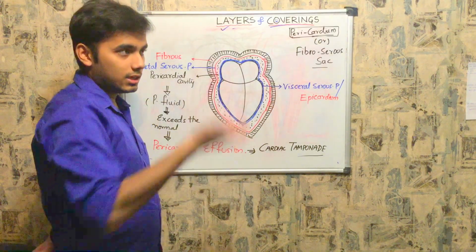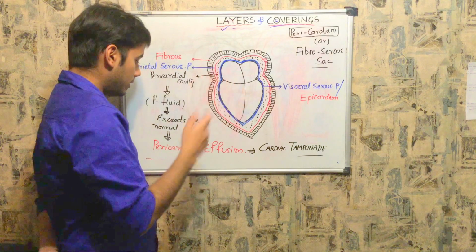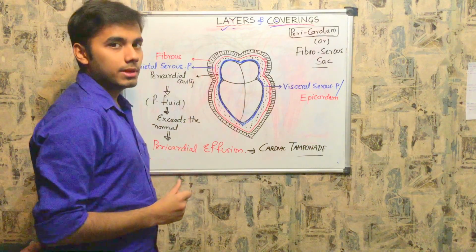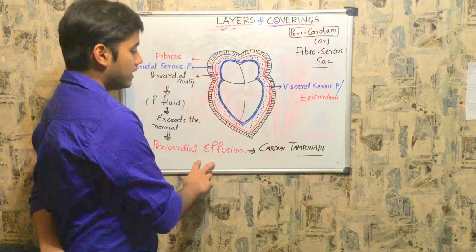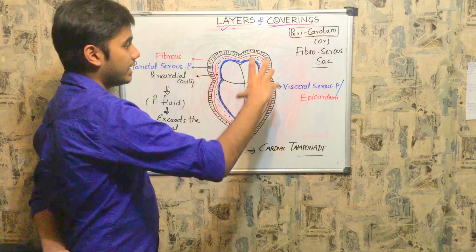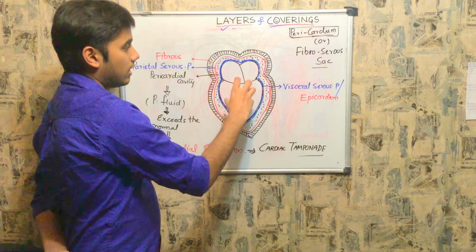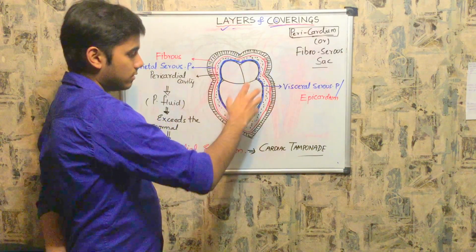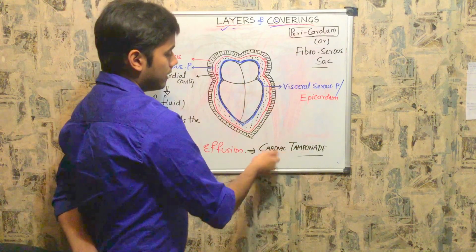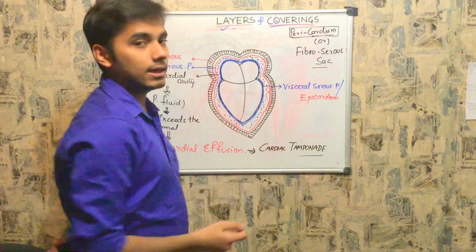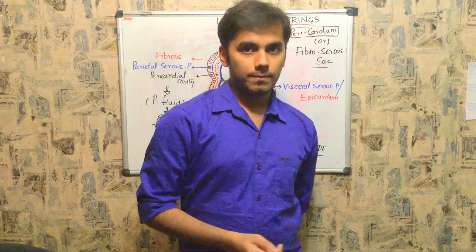If there is any increase in the amount of this pericardial fluid, that condition is called pericardial effusion. If there is excessive fluid accumulation, it creates excessive pressure on the heart, making the heart compressed. That condition you call cardiac tamponade.